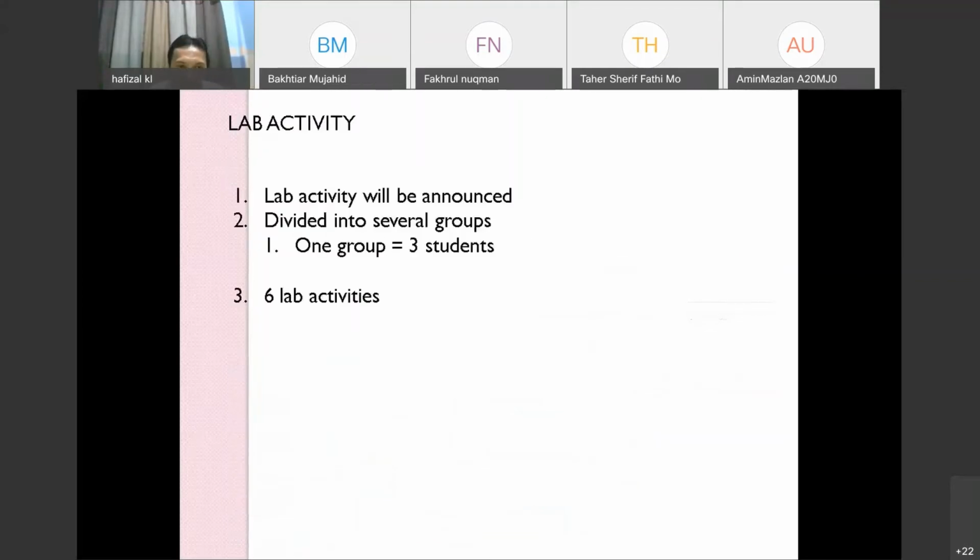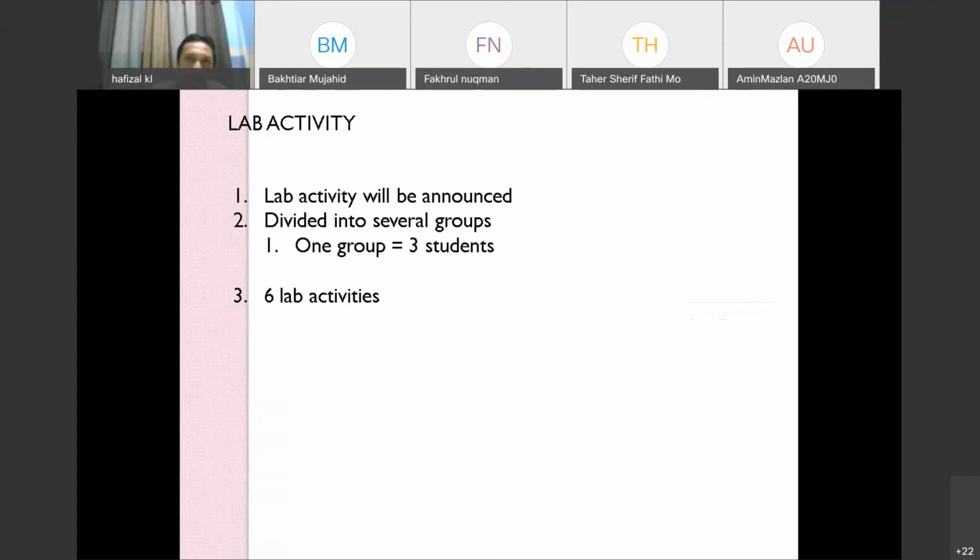So for the lab activity, each group consists of 3 students. So we have 6 lab activities. Right now our virtual lab is basically 6 virtual labs. That means one week represents 1 virtual lab. So if you total up, we have 6 weeks for the virtual lab.